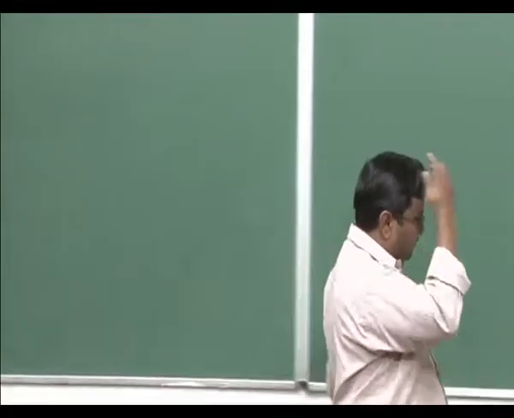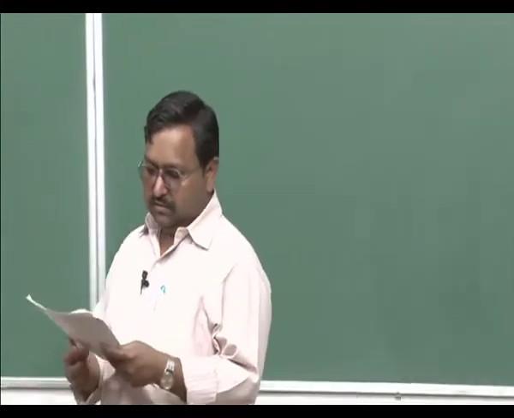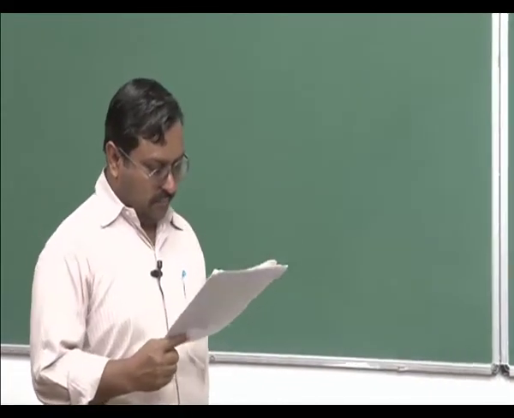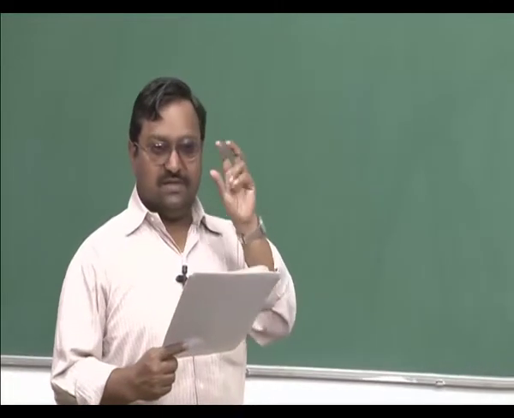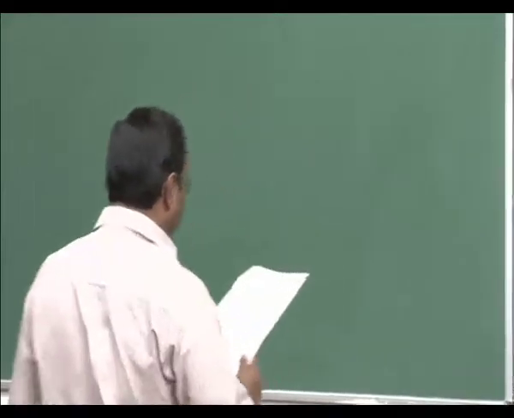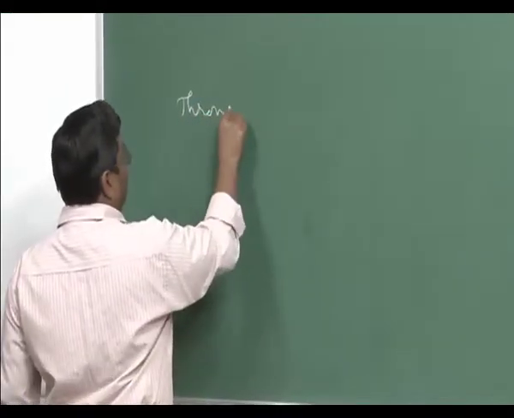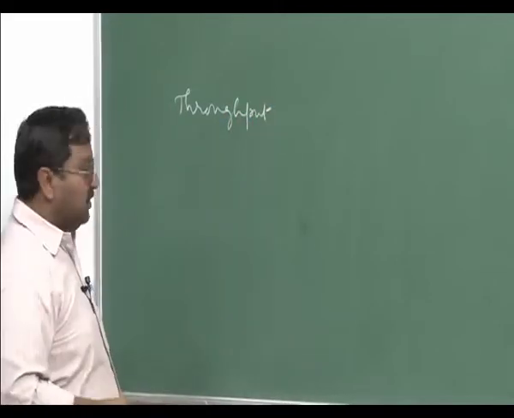Okay, so we will go ahead with the calculations which we were trying to do last time. I told you last time that there are two metrics which have to be used for performance analysis. One of them was throughput, and the other one was turnaround time.